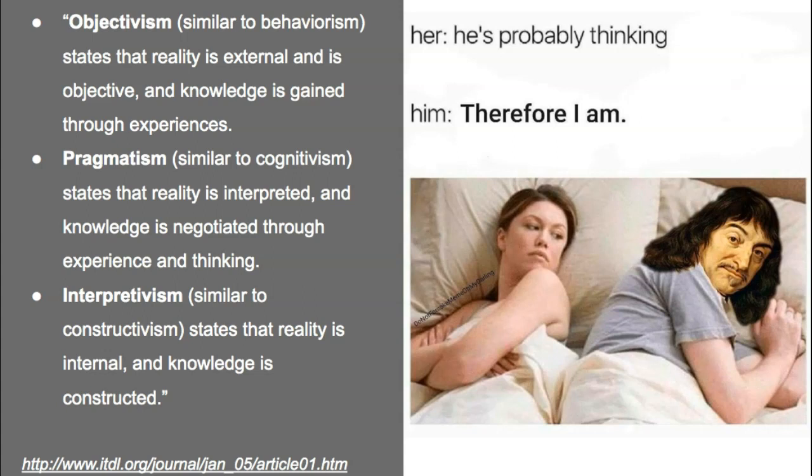And then interpretivism, I always struggle to pronounce that, is maybe a little bit similar to what we talked about when we were talking about empiricism there. Interpretivism, similar maybe a bit to the constructivist philosophy, states that reality is internal and knowledge is constructed. And there's a link there to a particular article. I'll put the link up onto Canvas as well. You can take a look at that in your own time, which covers a couple more theories which might be of interest.